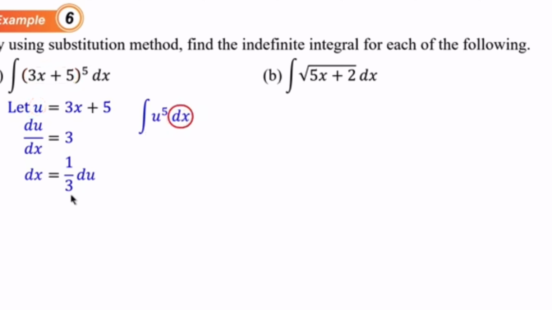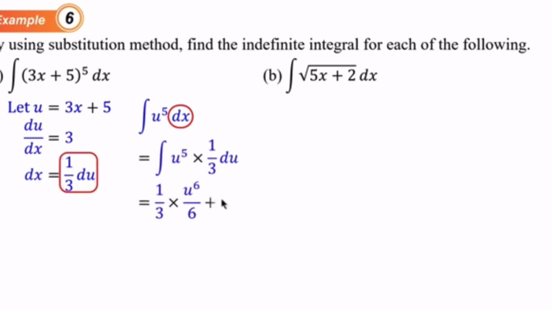So integrate u power 5 dx must be written as integrate u power 5 times 1 over 3 du, because when you have the variable u, you must have du, alright? So then you can start to integrate because you have the variable u and du. So it's 1 over 3 u power 6, 5 plus 1 becomes 6, right? Divide by the power 5 plus 1, which is 6. And you have to plus c, alright?